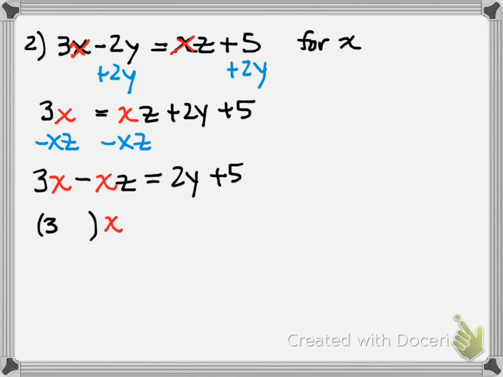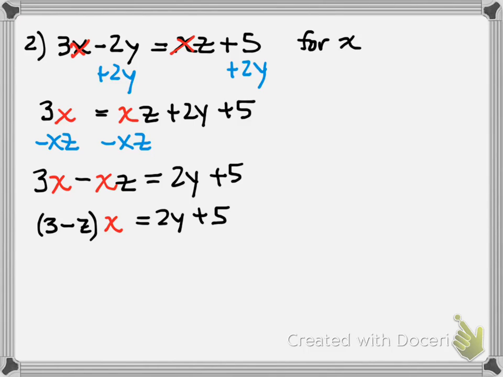Just a 3, right? And then we have a minus. What's xz divided by an x? Say again? What's xz divided by x? Z. So I have the quantity 3 minus z, times x, equals 2y plus 5. So the question is, what's now happening to the x? What math is going on with the x?